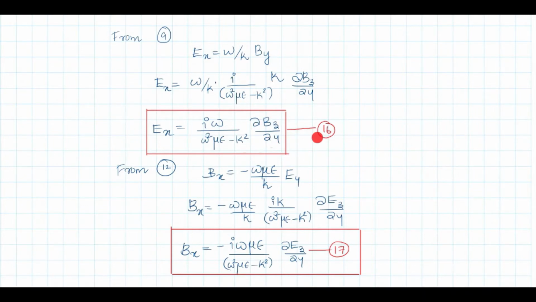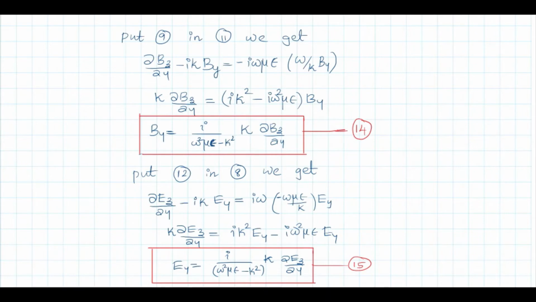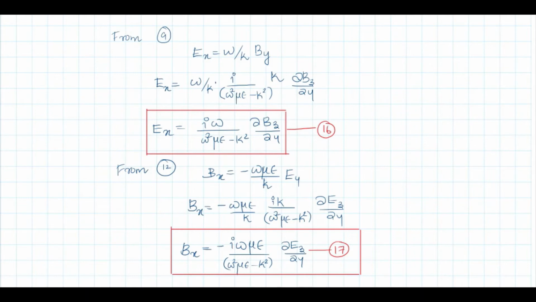Equation number 16. Similarly, from 12, you can write Bx = −(ωμε/k) Ey. From equation 15 for Ey, you can substitute. So you will get Bx = −iωμε/(ω²με − k²) × ∂Ez/∂y. Equation number 17.